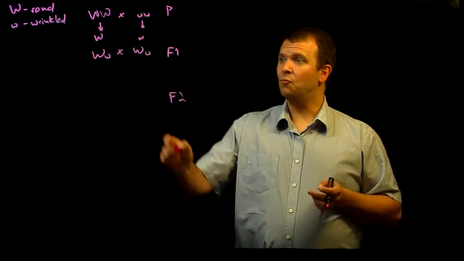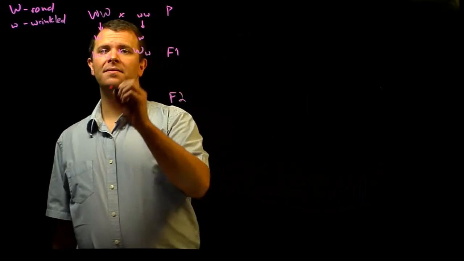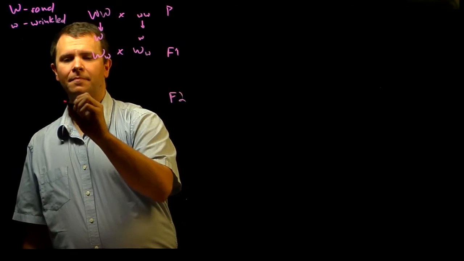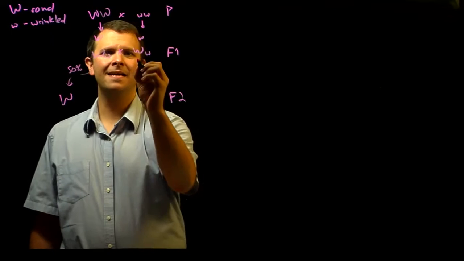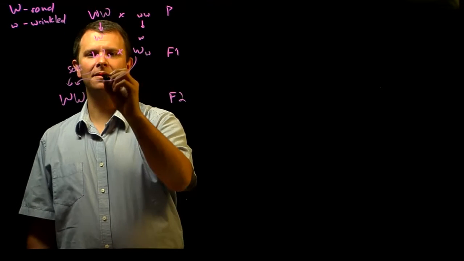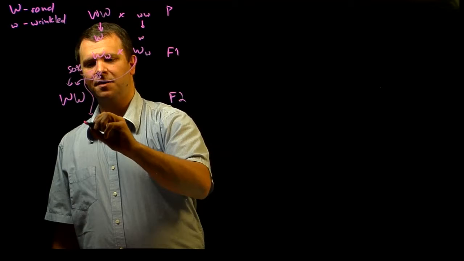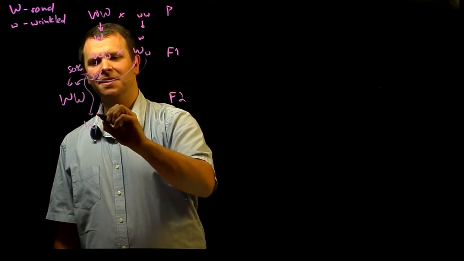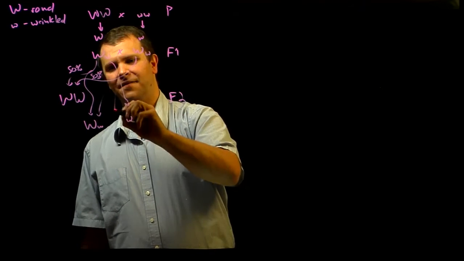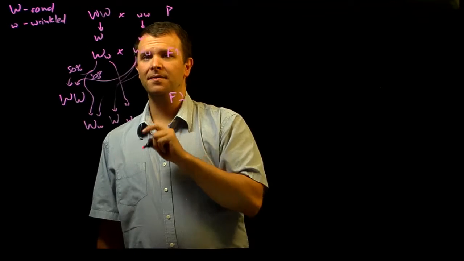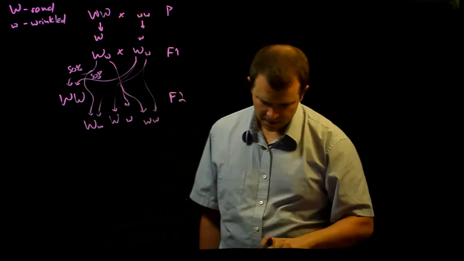And importantly, which allele ends up in a gamete from each of these plants is random. So there's a 50% chance that an F2 individual gets a big W allele from the first parent, and a 50% chance they get a big W allele from the second parent. Or there's a 50% chance they get a big W allele from the first parent, and a 50% chance they get a little w allele from the second parent. There's a 50% chance they get a little w allele from the first parent, and a 50% chance they get a big W allele from the second parent. And there's a 50% chance they get a little w allele from both parents, right?